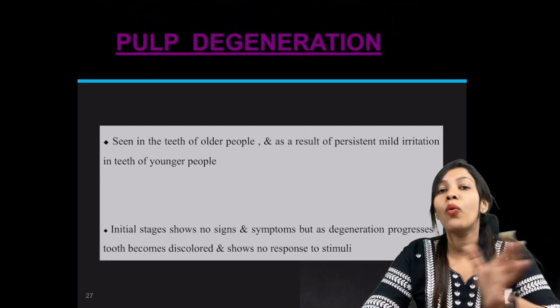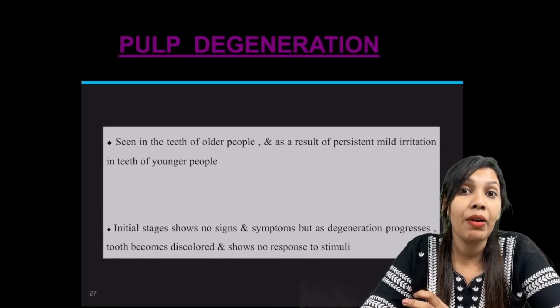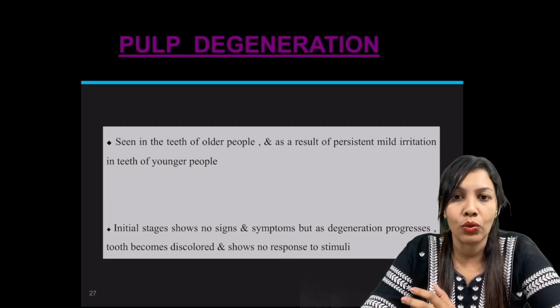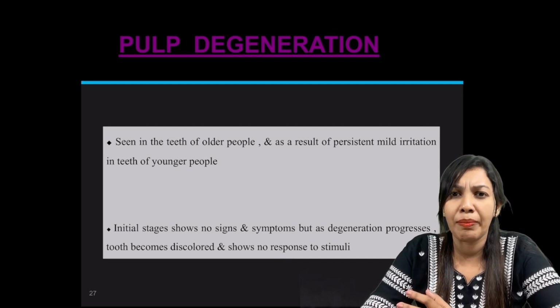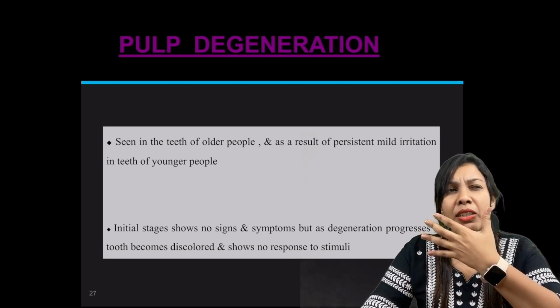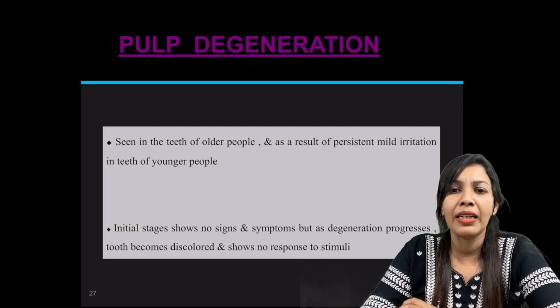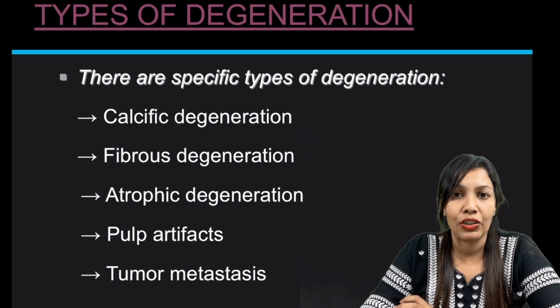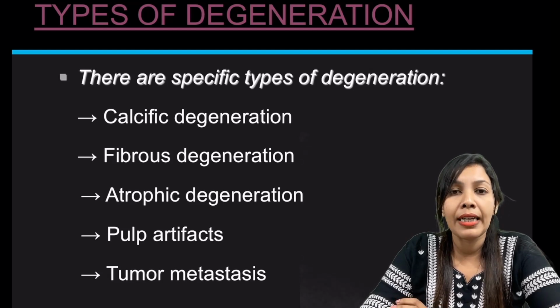For example, over a period of time, sometimes a patient develops a calcification. What happened? It is often shown as discoloration of the tooth. Over a period of time, the patient may come with a discoloration of the tooth, or there is no response to stimuli. The patient says, "I feel nothing on this pain." No response to stimuli is also another feature of degeneration. There are five important types of degeneration.